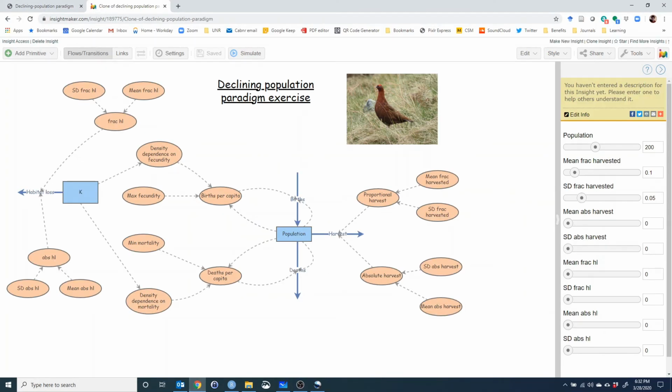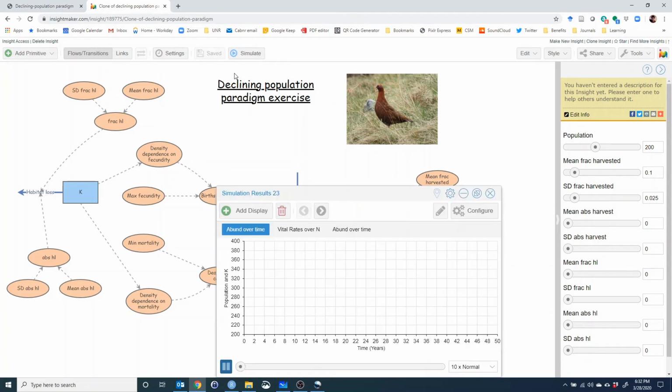And now instead of 0.05 here, we can move this and replace it with 0.025. And that's going to better answer our question. So we've now specified a population that has a stochastic harvest. And let's just simulate it now. There we go. All right, so we have a stochastic harvest model.